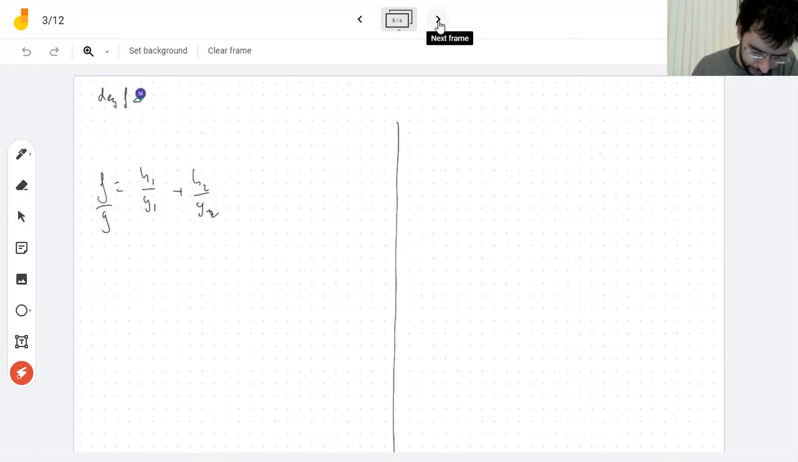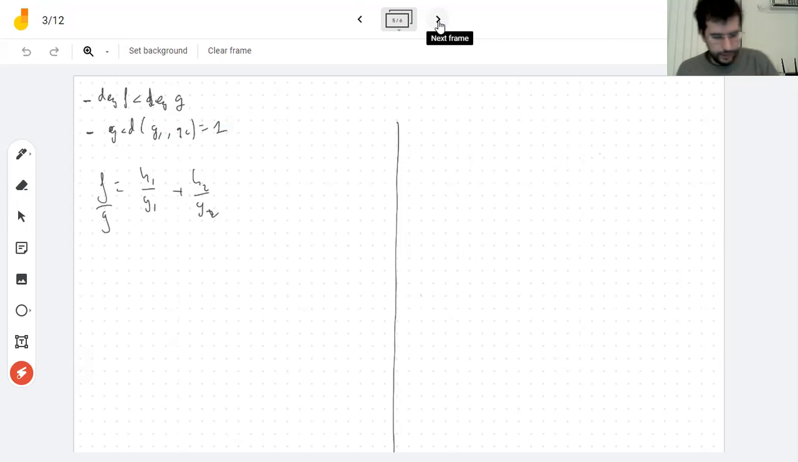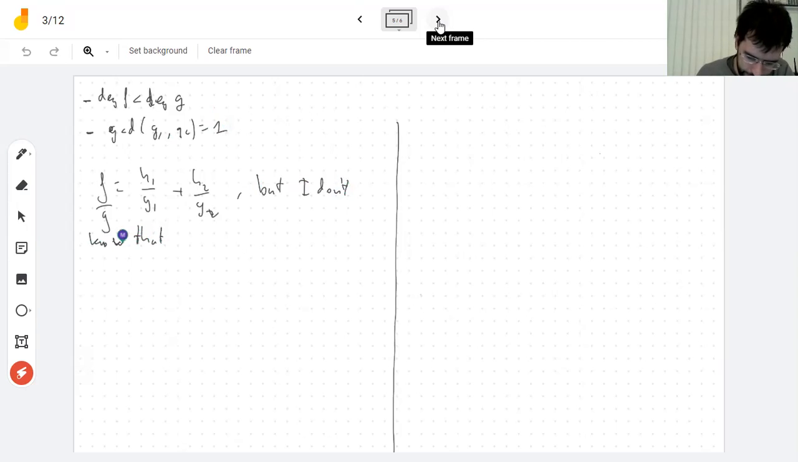The degree of F is smaller than the degree of G, and the GCD of those two denominators is 1. And so far I have this formula that I wanted, but I don't know that the degrees of the numerators are smaller than the degrees of the denominators. But it's a fraction. I know what to do with a fraction: polynomial division.